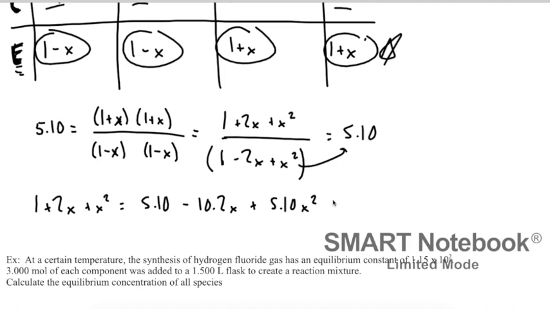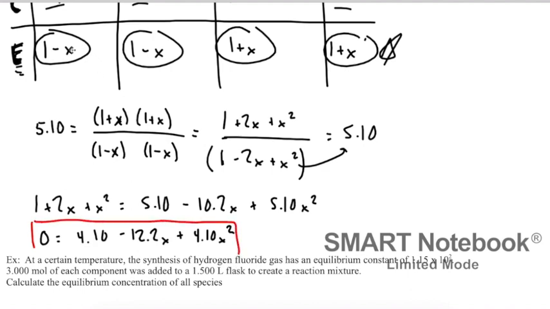I just need to combine my terms now, so let's do that. I combine my terms and I get 0 equals 4.10, subtracted 1 from both sides. I'm going to subtract 2x from both sides, so minus 12.2x. I'm going to subtract x squared from both sides, so I get 4.10 x squared there. And you guys should all know how to solve this. We're trying to solve for x right now, so that I can plug it back in here and find those equilibrium concentrations. That's the whole point of this question.